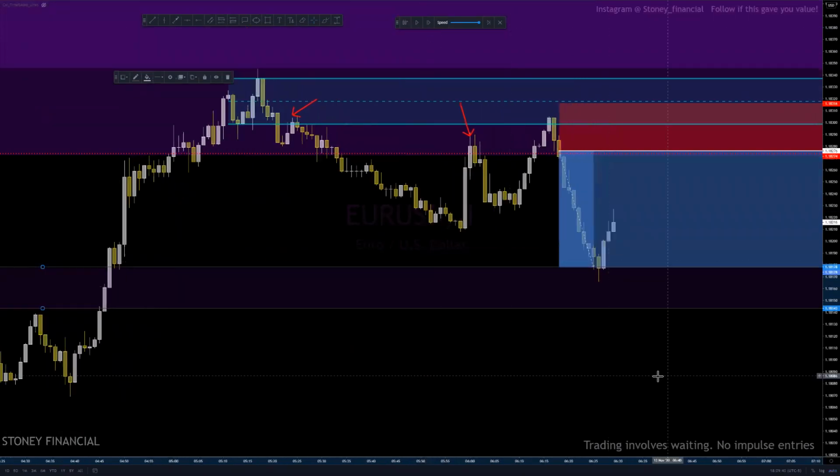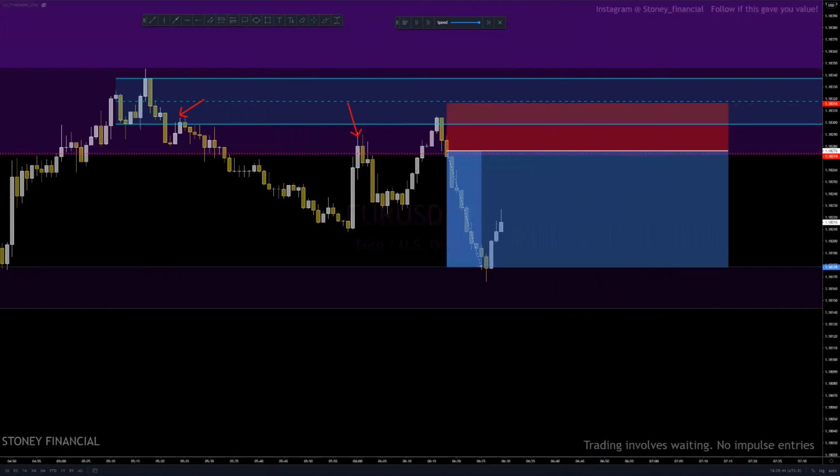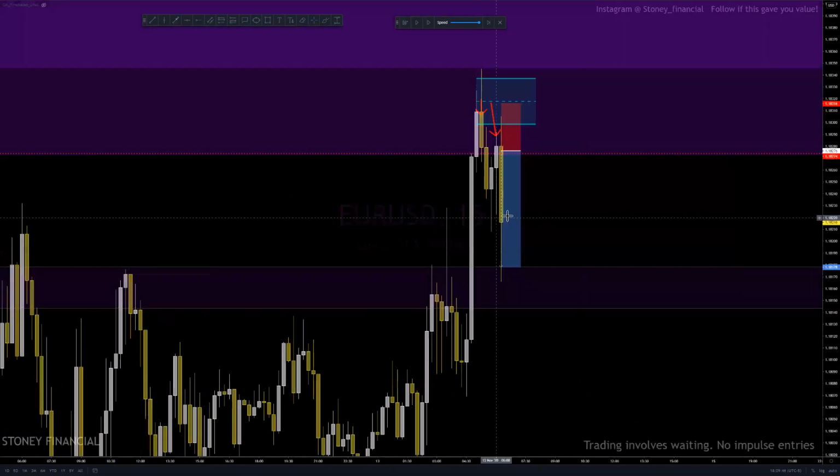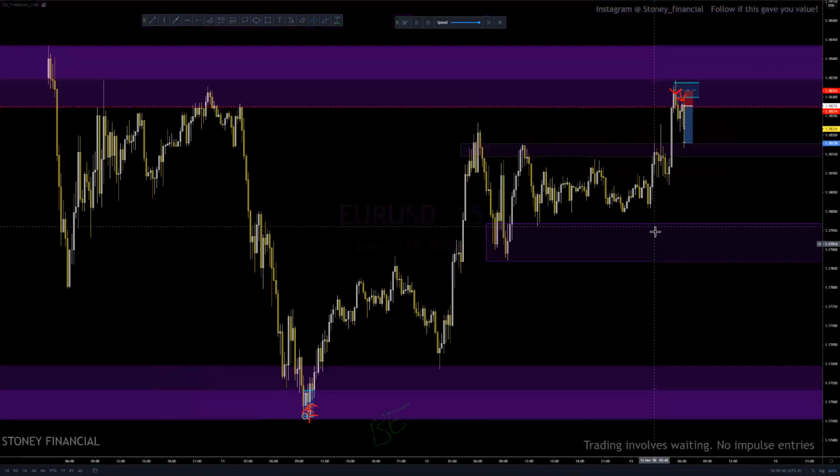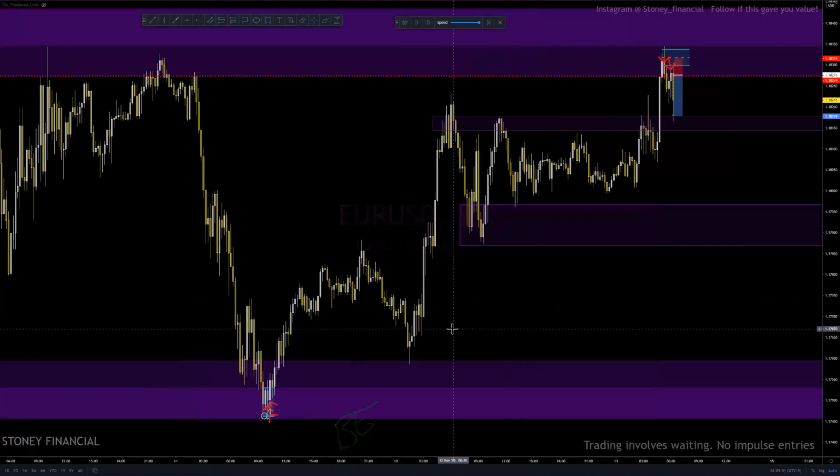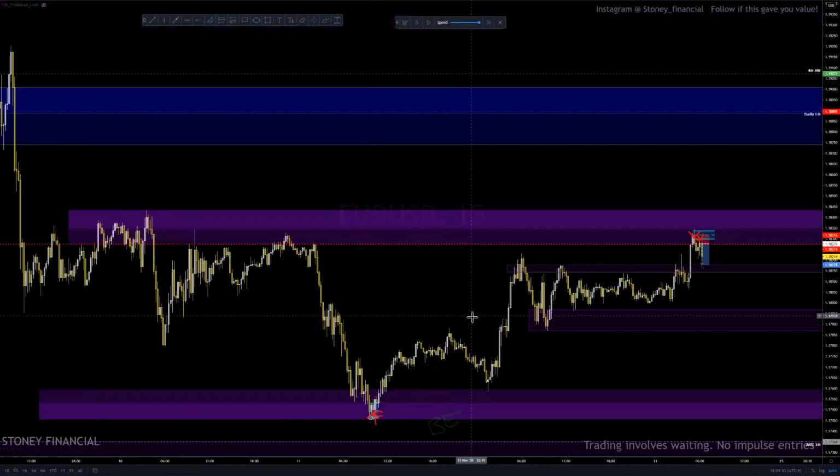Obviously it pushed down. So that's a 3-to-1. So if you look at that, 2.5-to-1, no partials in this trade. I don't partial scalps. And obviously the trade we took here was a 4-to-1. So that's how I do it. And that's how we made some money today.